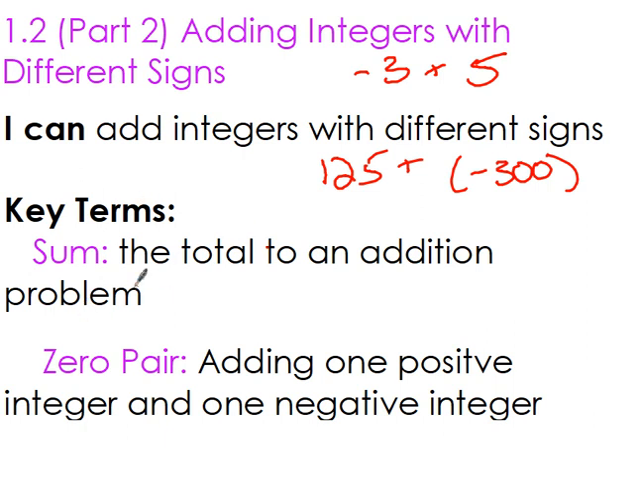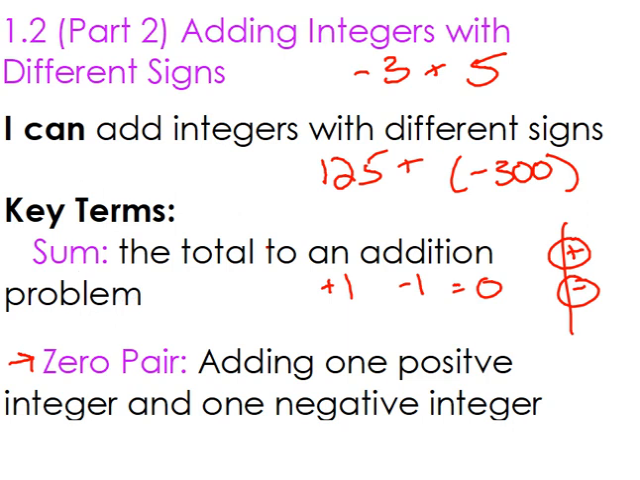And then we also have the key term of zero pair. Zero pair was a term that we used in part 1. It's when we added one positive integer and one negative integer together, and they cancel each other out to make 0. So if I have +1 and -1, when I combine those, they make 0, because 1 minus 1 is 0, right? Whenever we were modeling, a +1 and a -1 would cancel out because they create zero pairs. They're a pair that when you combine them, they make 0.